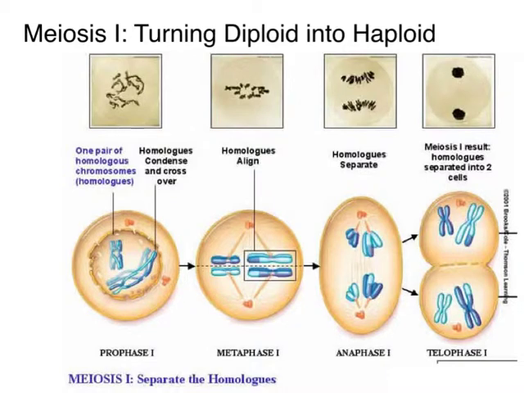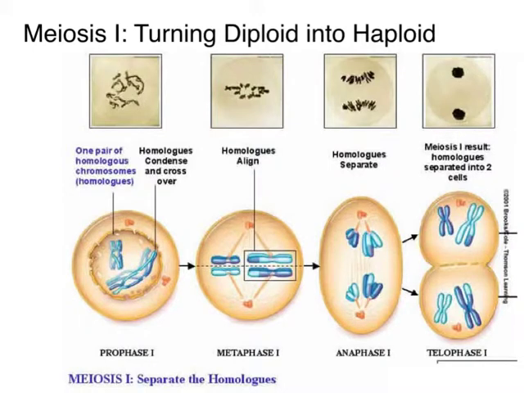In anaphase 1, we have the separation not of the chromatids, like in mitosis, but of the homologous chromosomes. See? One homologous chromosome is going towards one end of the cell, and its homologous partner is going towards the other end, and same with these two here.